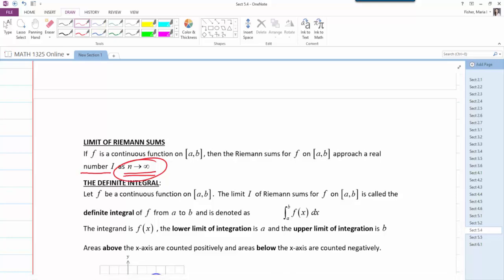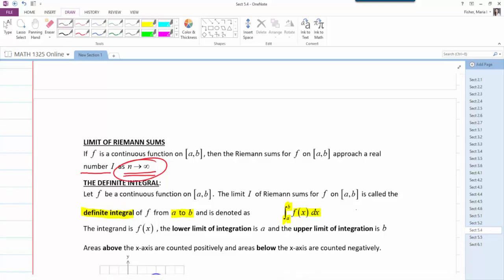So then the definition of the definite integral. The definite integral says the following. If f is continuous on a closed interval, the limit I of the Riemann sums of f on that closed interval is called the definite integral of f from a to b and is denoted as the definite integral from a to b of f of x dx.